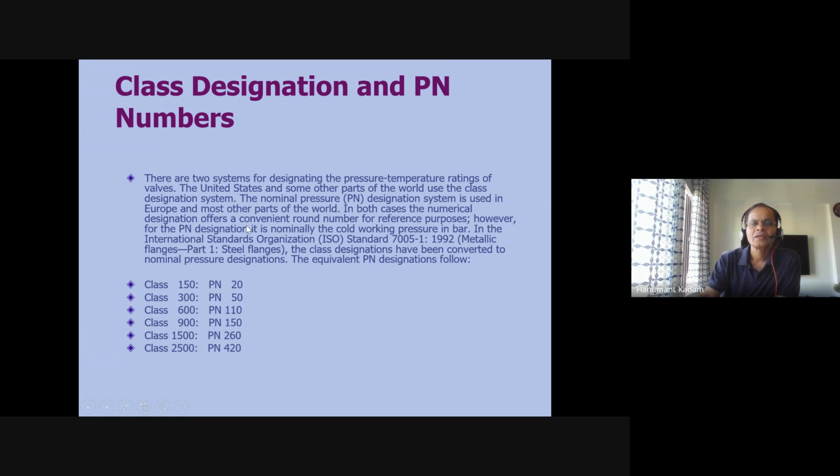So you can see here number six. For the PN designation, it is normally the cold working pressure in bar. In the International Organization for Standardization ISO standard 7005-1, 1992 version, metallic flanges part 1 steel flanges, like this they mention in the standards what type of body material is required. The class designations have been converted to nominal pressure designation. These are equivalent, so the equivalent PN for class 150 is PN 20. So this way it is there.